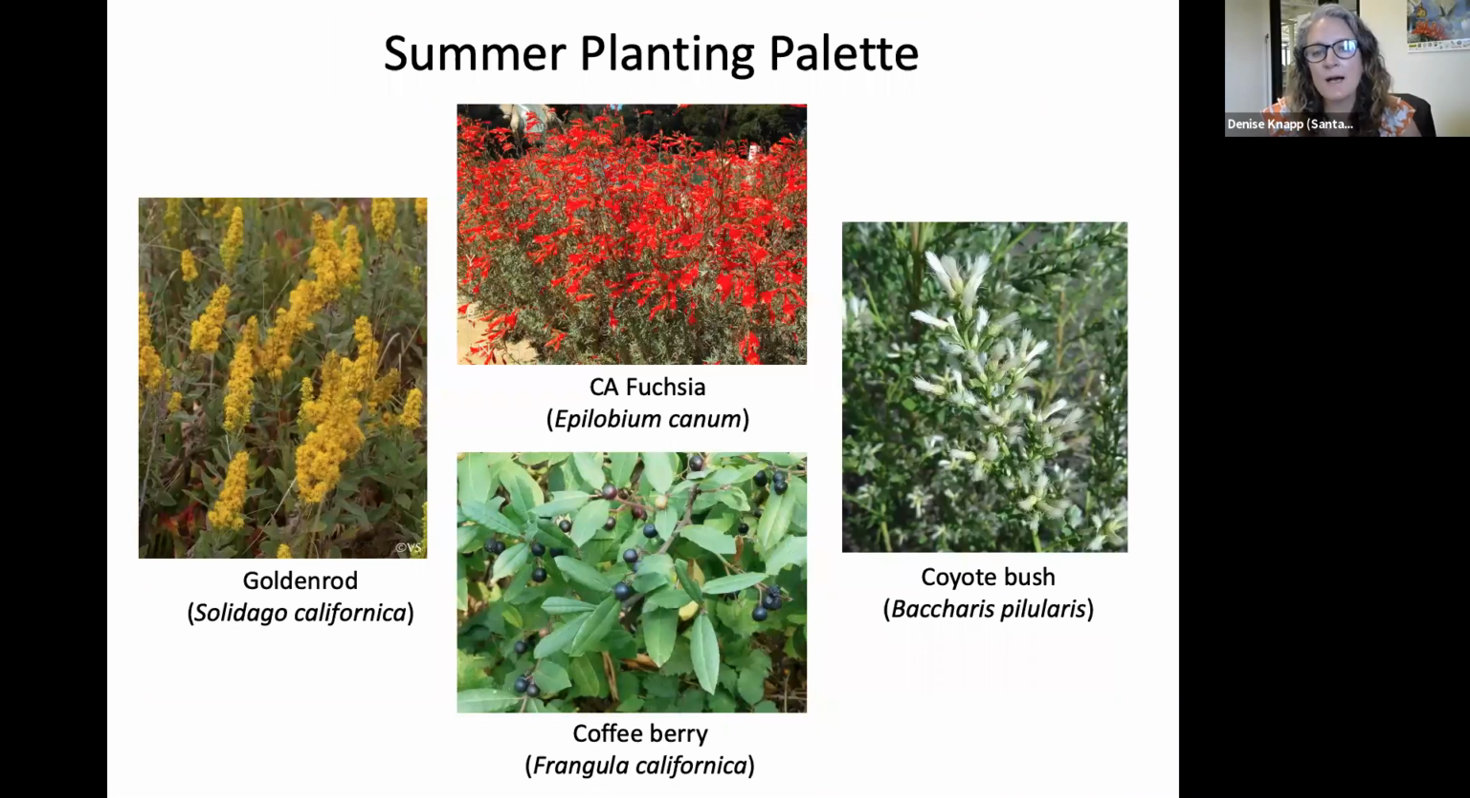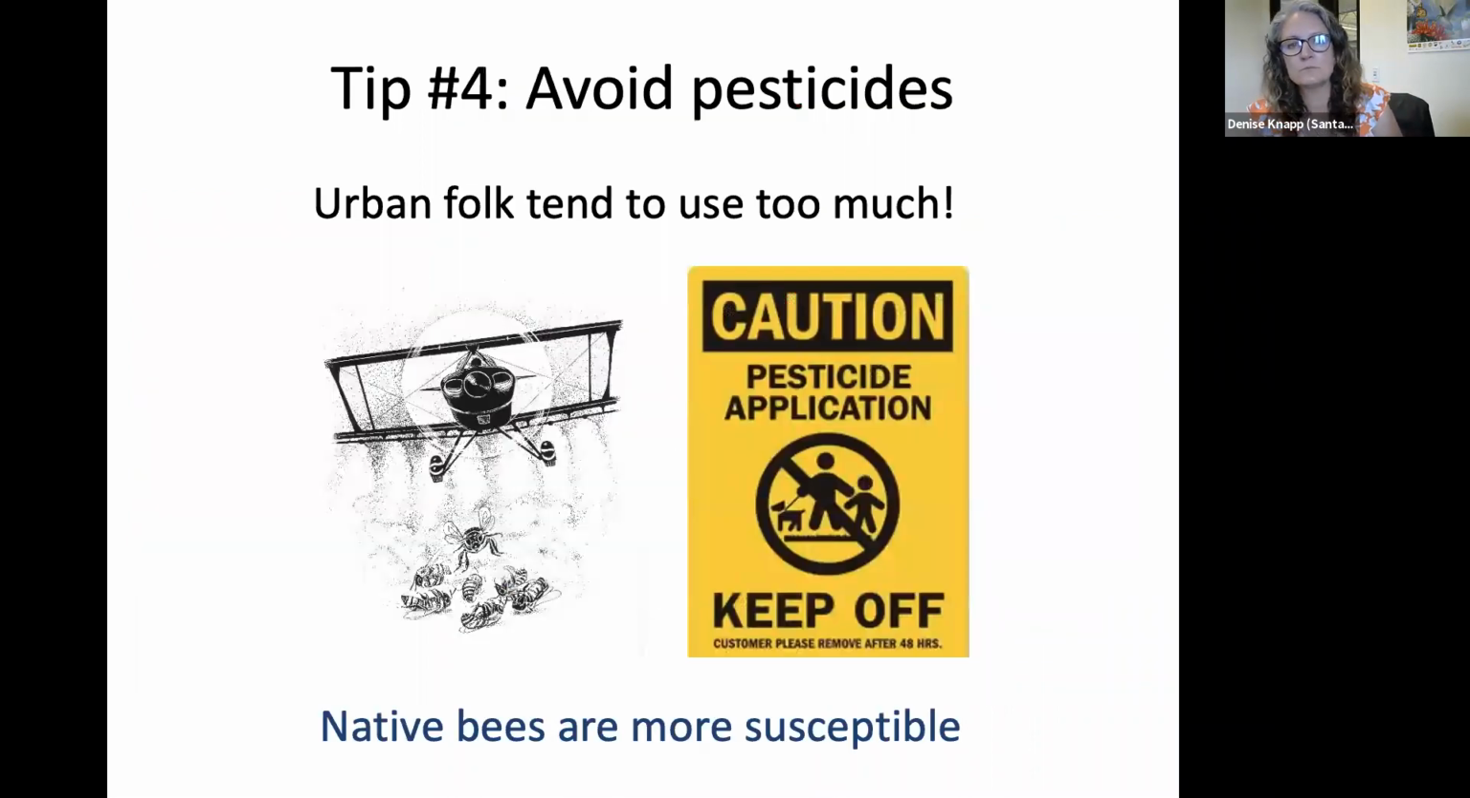For summer, a planting palette might include, again, goldenrod. California fuchsia is wonderful, especially good for hummingbirds. Coyote bush is wonderful for not only pollinators, but also pest control insects, and coffeeberry as well. Next.